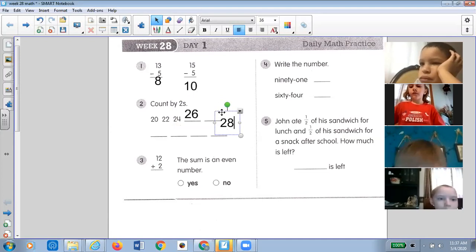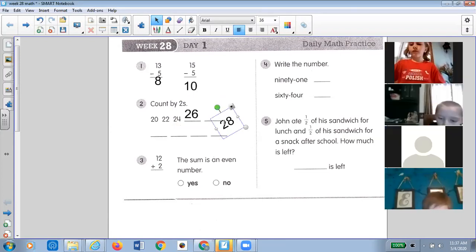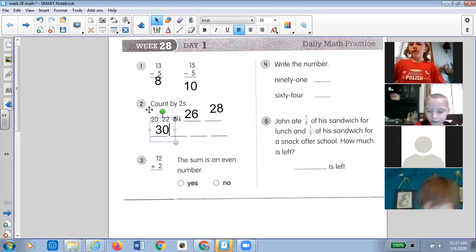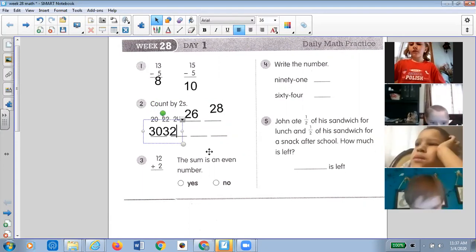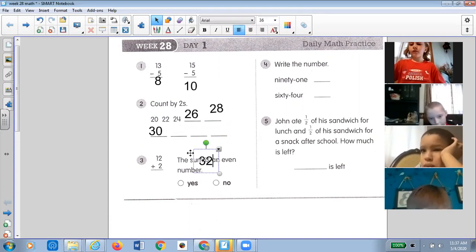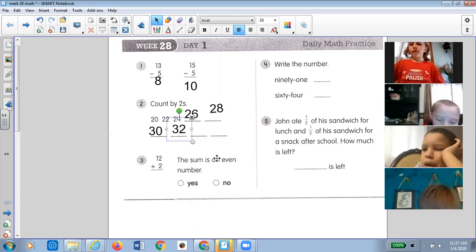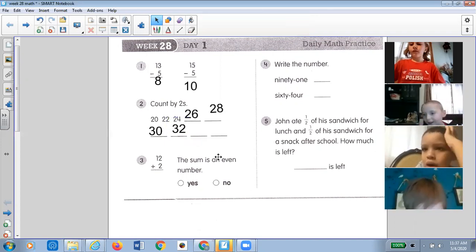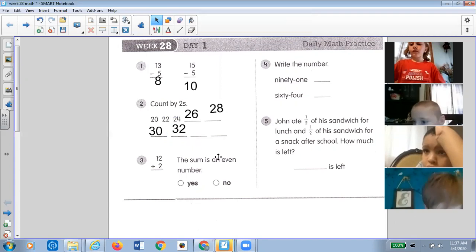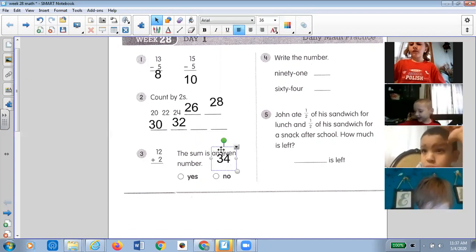What comes after 28, Ethan? 29. Nope, we're counting by 2s. 30. 30, good. I'm crooked. All right, 30. Michael, what comes after 30? 32. 32. Lily, what comes after 32? Michael wrote it all in the chat. Oh, good. Thanks, Michael. 34.